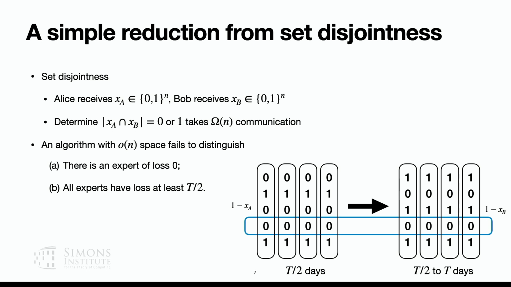You can verify if XA and XB have no intersection, then the loss is at least T over 2 for all experts. On the other hand, if there exists some intersection, then this intersecting coordinate corresponds to an expert that has loss 0. So with sublinear space, you should not be able to figure out which expert obtains the smallest loss, and you cannot even do it approximately. So you need to do something to bypass this leader selection framework.